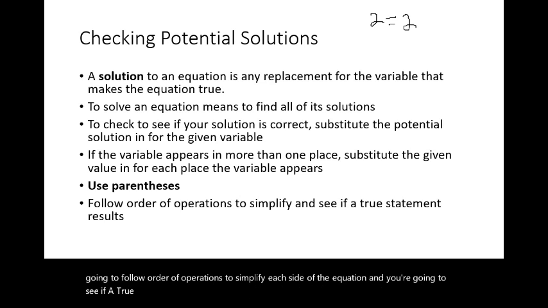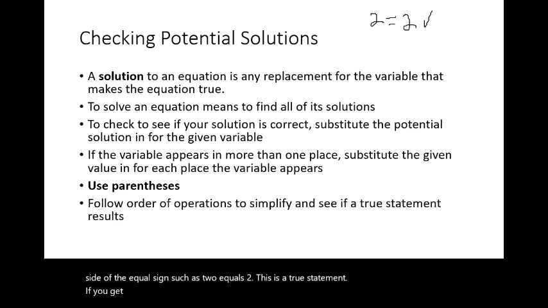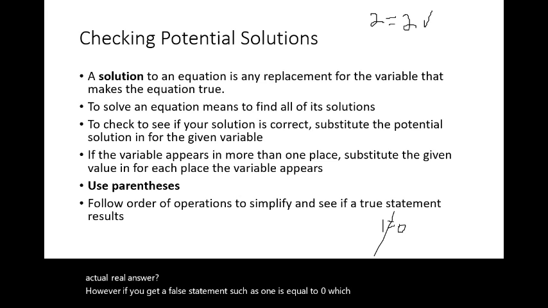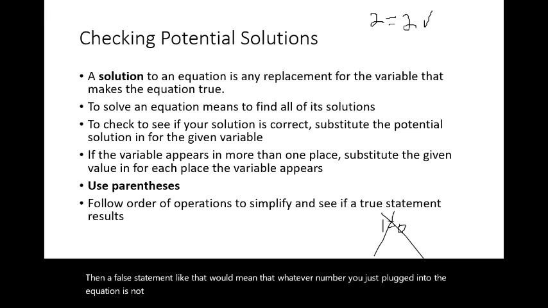A true statement is when you get the same number on either side of the equal sign, such as 2 equals 2. This is a true statement. If you get a true statement, that means that your solution worked and that your answer is the actual real answer. However, if you get a false statement, such as 1 is equal to 0, which it doesn't, then a false statement like that would mean that whatever number you just plugged into the equation is not the solution to the equation, and you likely did something wrong.